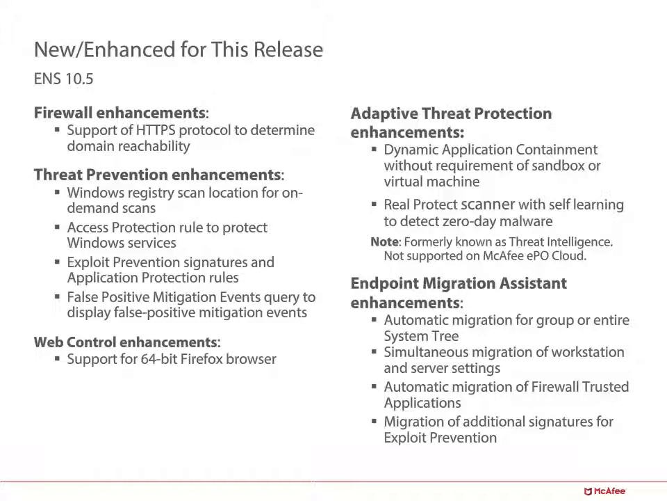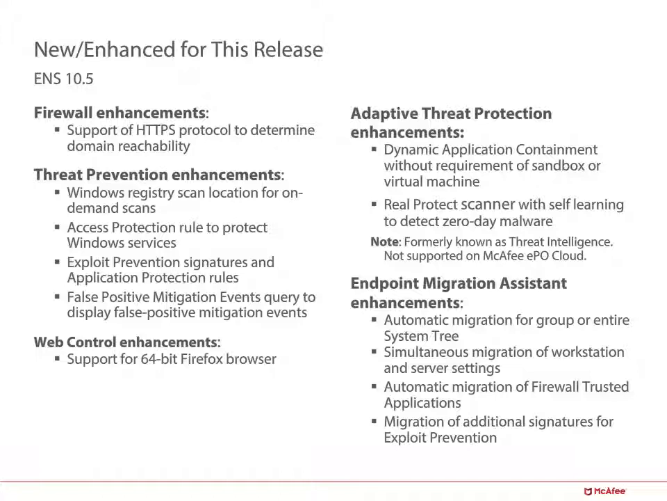A list of what's new and enhanced for this release. First off, we have some enhancements for adaptive threat protection. With this particular feature, we have our dynamic application containment, which you'll see later on, that will contain files so that they can run only in certain folders or access certain registry entries, to prevent a particular executable from accessing files outside of its normal area. This would help even with ransomware.